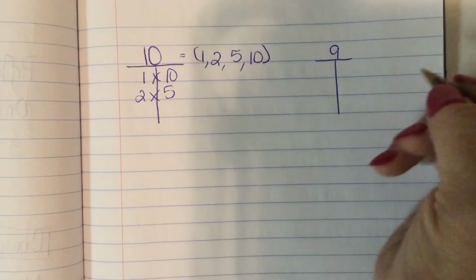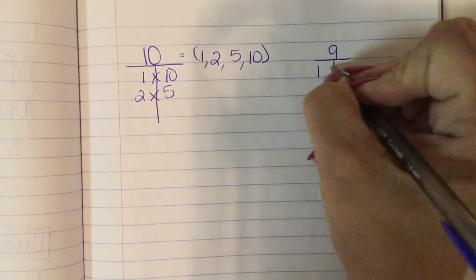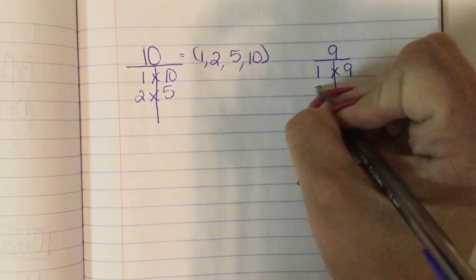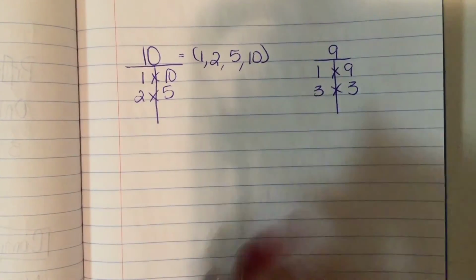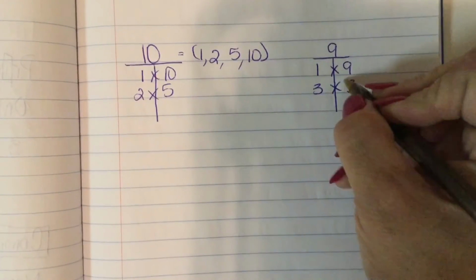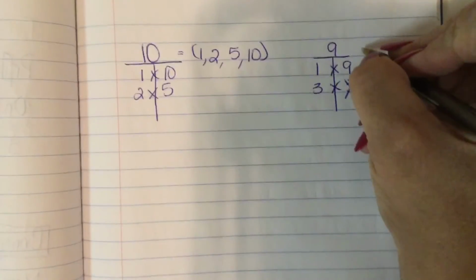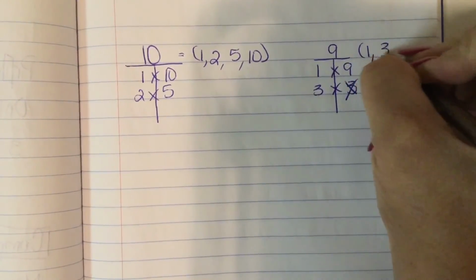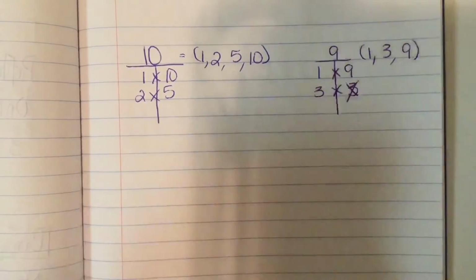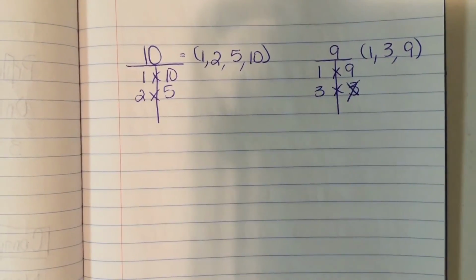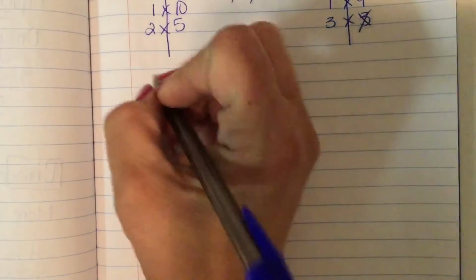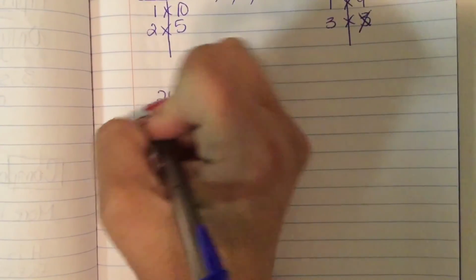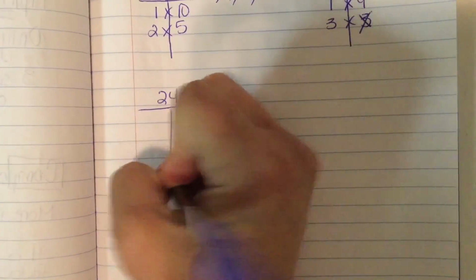Okay, the factors for 9 are 1 times 9 and 3 times 3. Okay, 3 is a double, so I only need one of my 3's. So the factors are 1, 3, and 9. Okay, let's do one for 24. 24 is going to have lots of factors. So 24, do my T-chart.